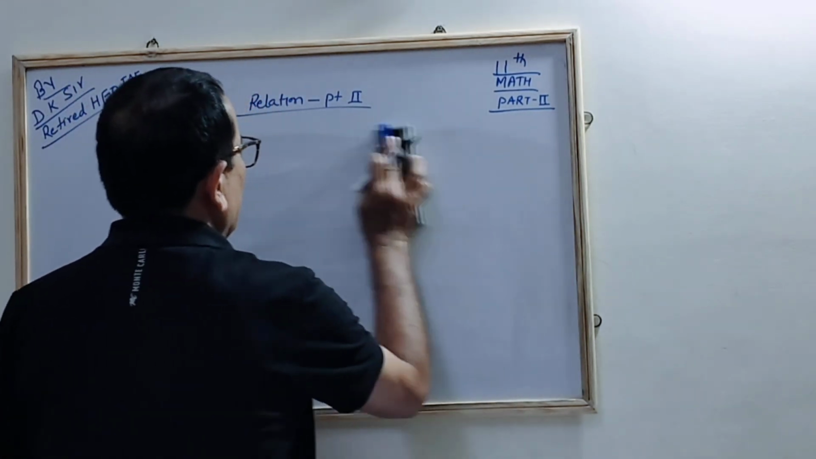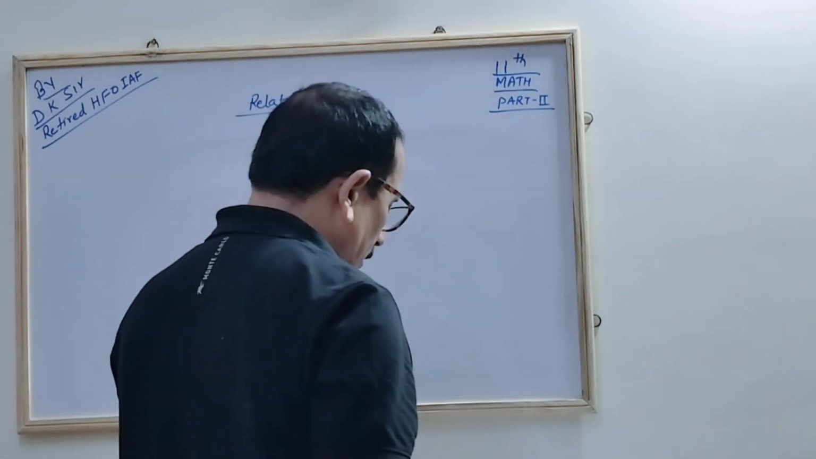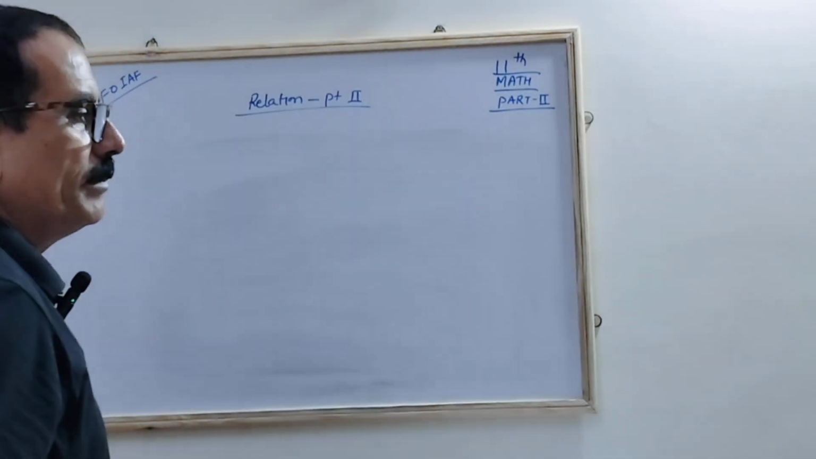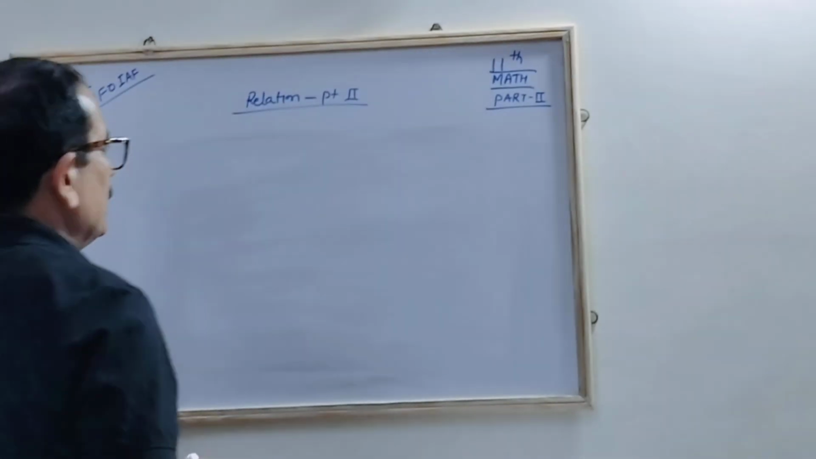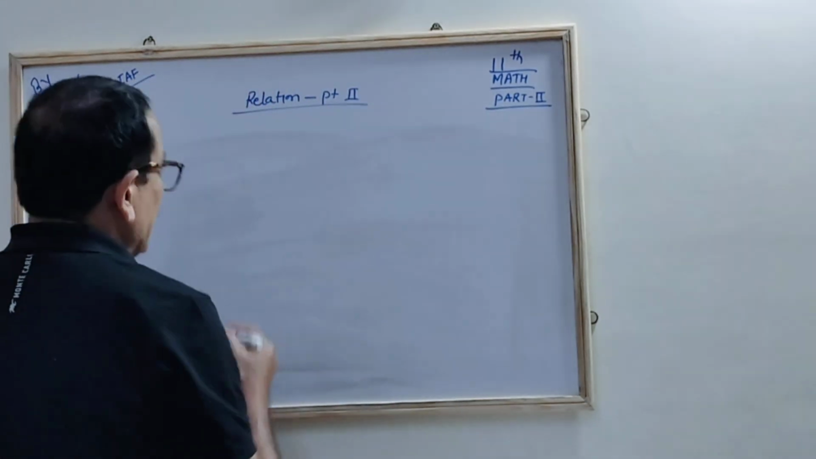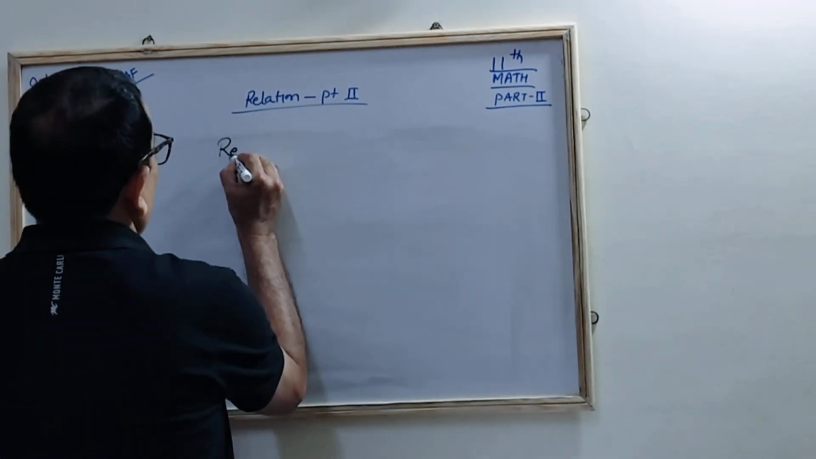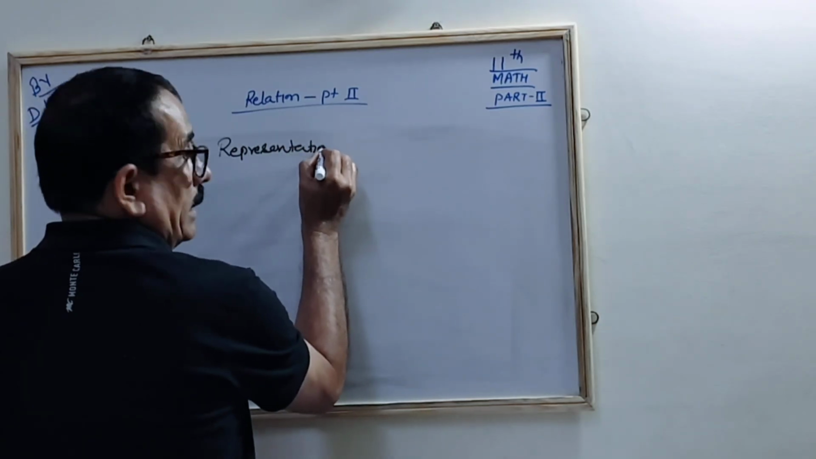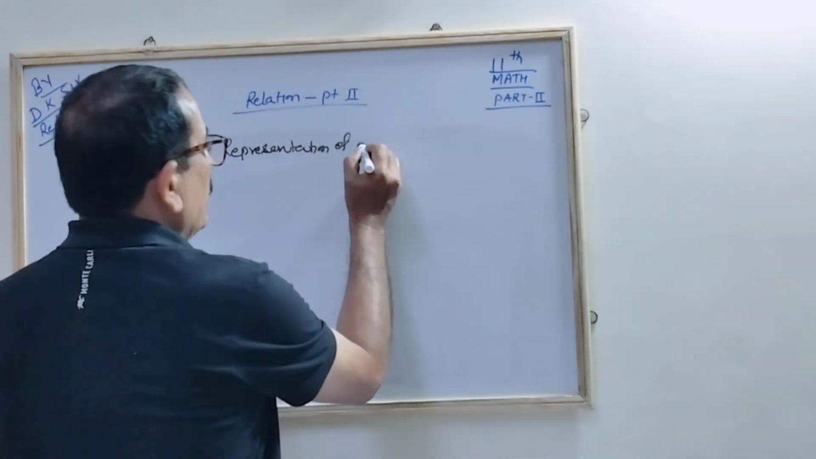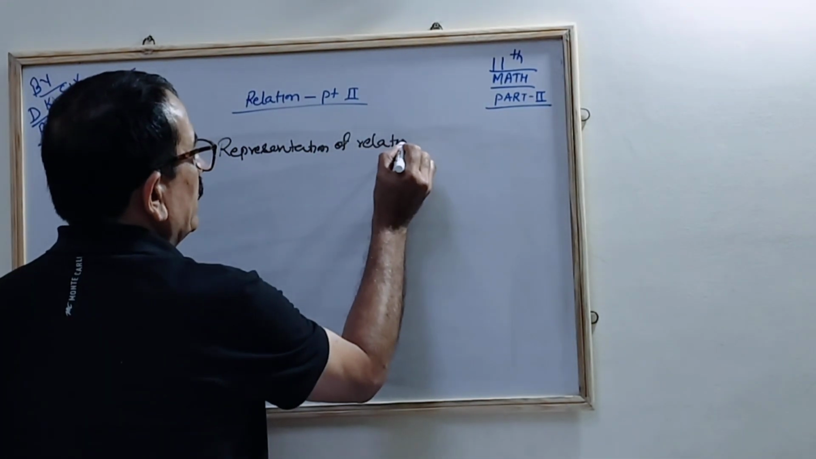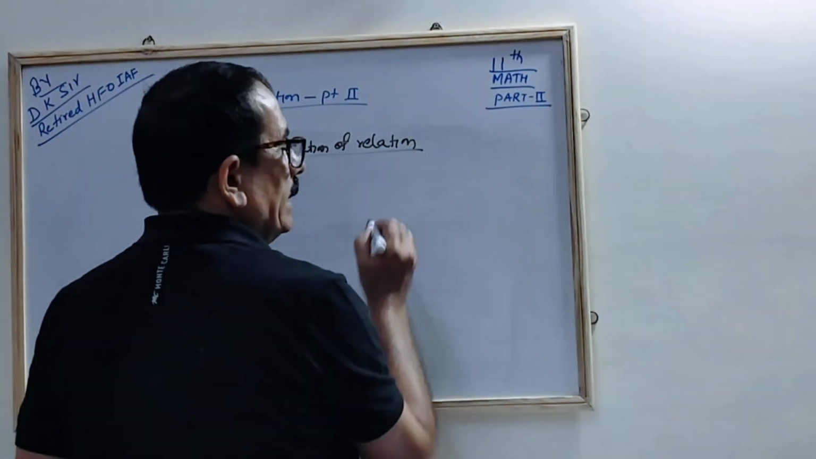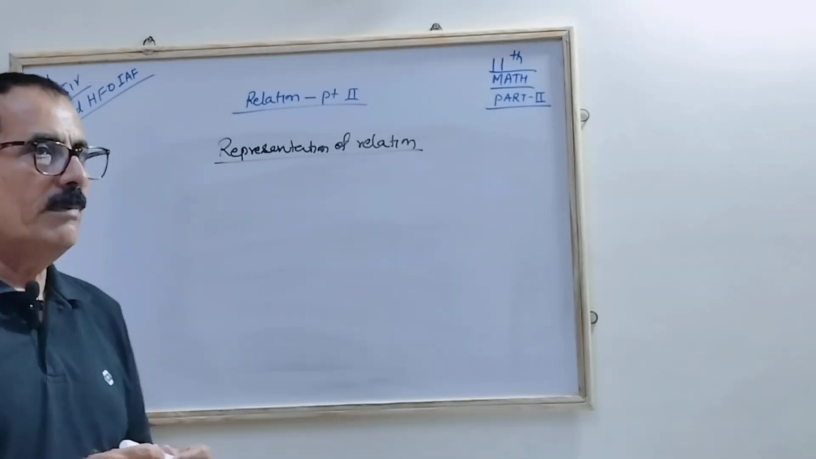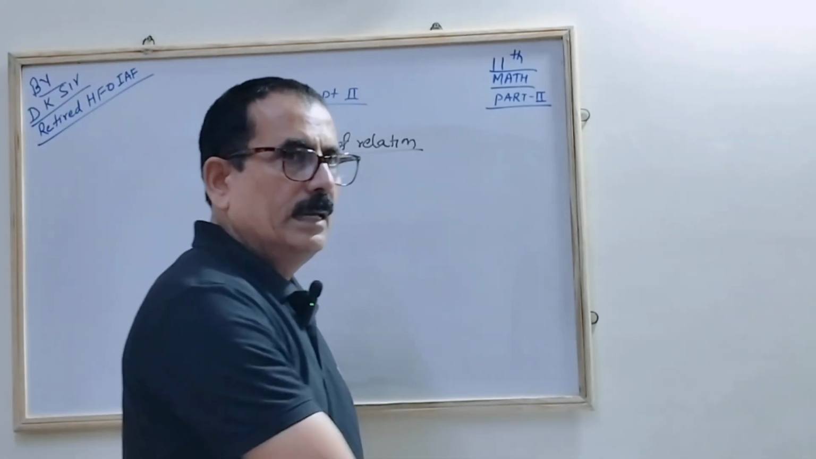The next exercise is, I think, 2.2. Now the question comes: you know the relation, but how do we represent a relation? Representation of a relation. There are many ways by which we can represent a relation.